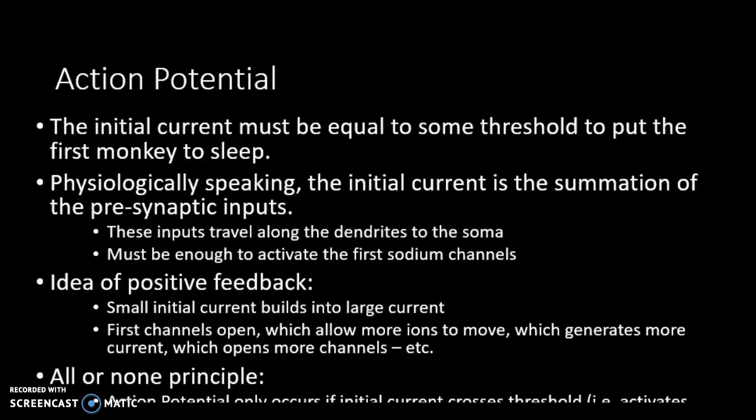These inputs travel along the dendrites to the soma. It must be enough to activate the first sodium channels. The idea of positive feedback is that a small initial current builds into a large current. So the first channel opens, which allows more ions to move in, which generates more current, which then feeds back to the system to open more and more channels.